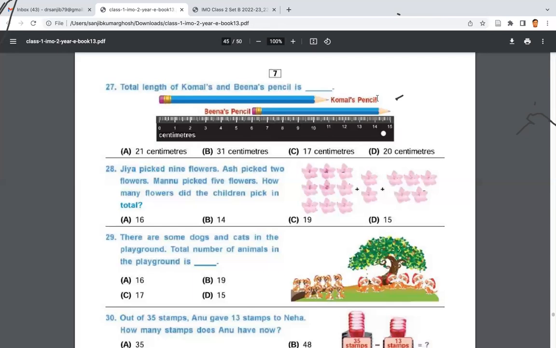Okay, first look, one second. 1, 2, 3, 4, 5, 6, 7, 8, 9, 10. First I start from zero, first I count, then 10, and then I can add. There is a shortcut process, but I'm telling you that. What you have to do, you just have to subtract 6 and 15. It will give you the result. What is the exact measurement of Bina's pencil? Subtract 15 and 6.